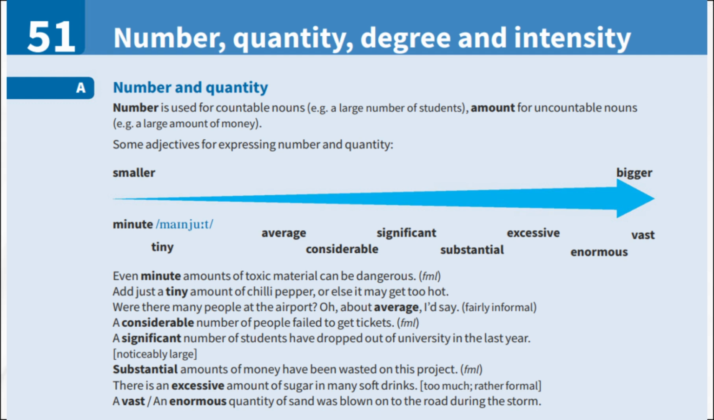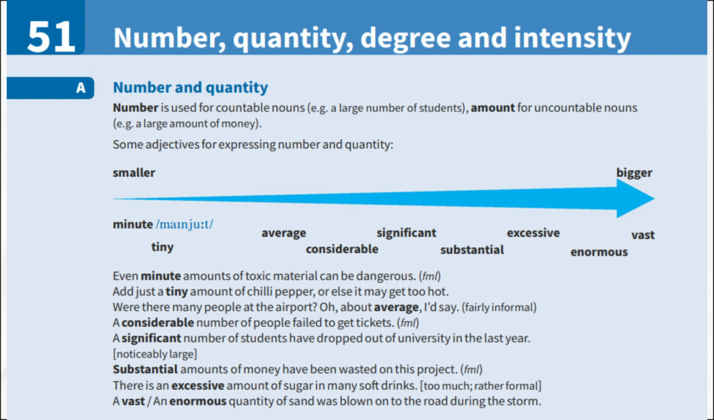This is fairly informal. Considerable means fairly large. For example, a considerable number of people failed to get tickets. This is formal. Significant means noticeably large. For example, a significant number of students have dropped out of university in the last year. Substantial means large in amount. For example, substantial amounts of money have been wasted on this project.